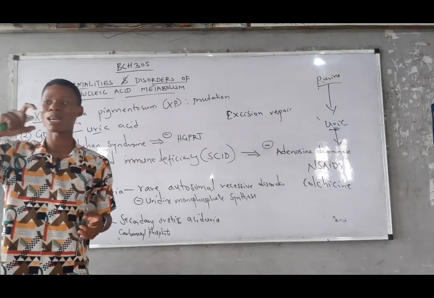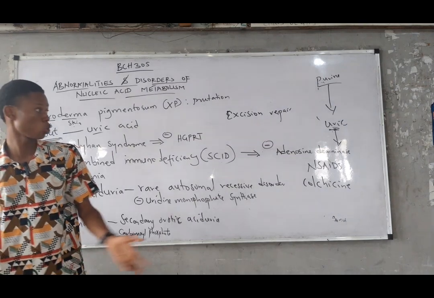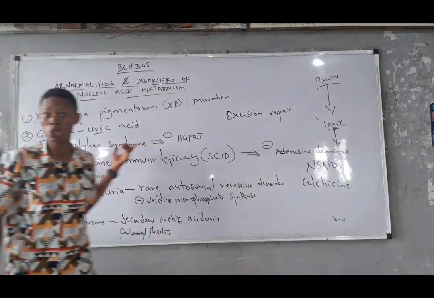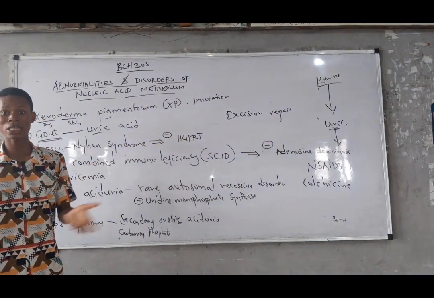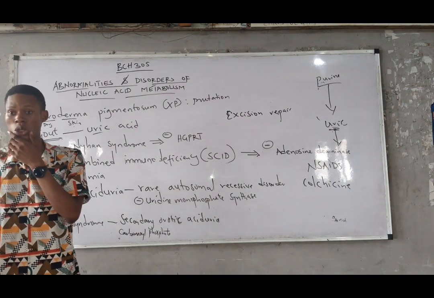It's the same enzyme catalyzing both reactions. Now, if that enzyme is inhibited, it means xanthine cannot be converted to uric acid, right? And so uric acid cannot accumulate. Gout cannot occur because uric acid is not accumulating. Do you understand that? Good. Next one there was what?